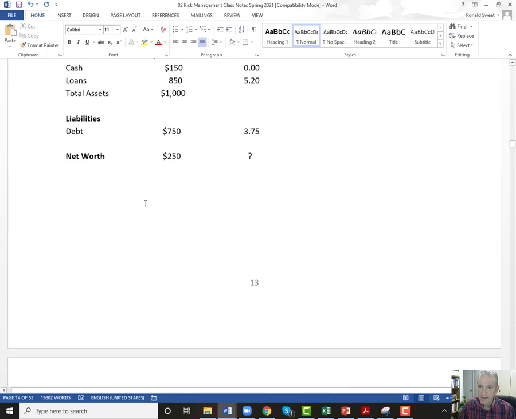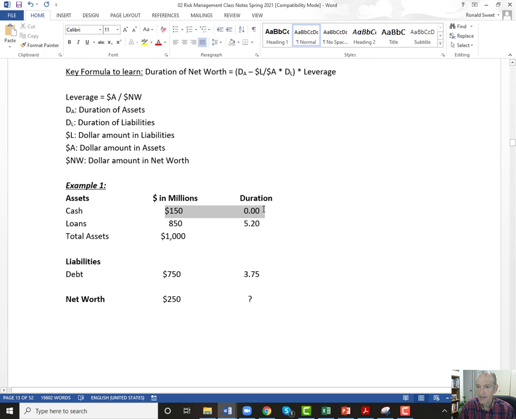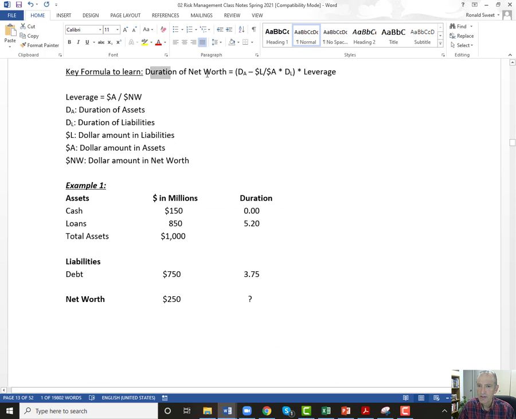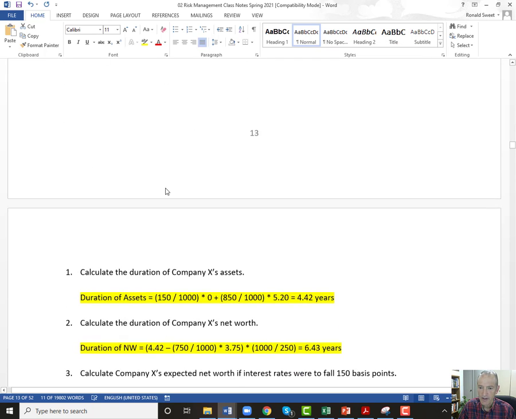So the duration of assets. Remember, they have 150 million in cash, which has a duration of 0. So 15%, 150 over $1 billion, has a duration of 0. 85% has a duration of 5.2. The duration of assets is just that weighted average duration. So it gives you a duration of assets of 4.42 years. All right, the duration of their net worth, we plug that in. So remember, duration of assets. Let me bring this formula down so you can see it next to the formula I'm doing here.